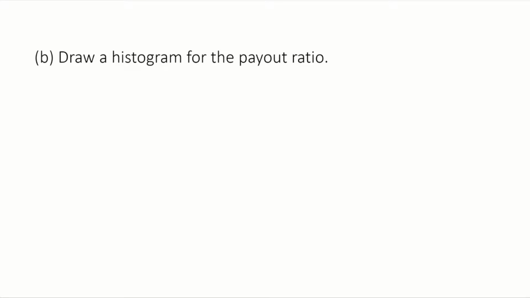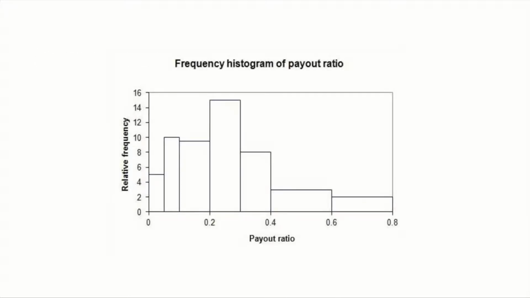Now let's look at question 1b: to draw a histogram for the payout ratio. First, we need to clarify the meaning of x and y. We see that x represents the payout ratio, but for y, from the frequency distribution table, we can see it's the number of stocks. But to draw a frequency histogram of the payout ratio, I used relative frequency as y.